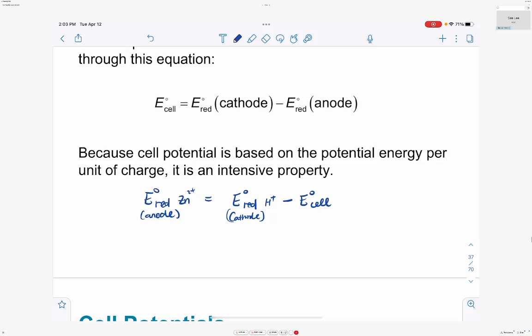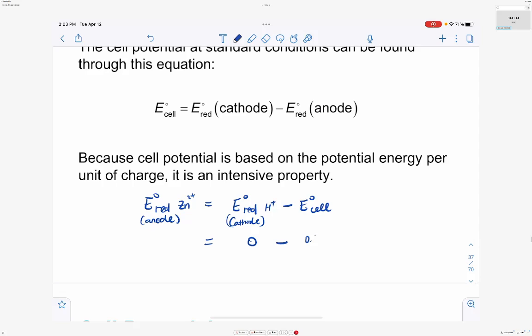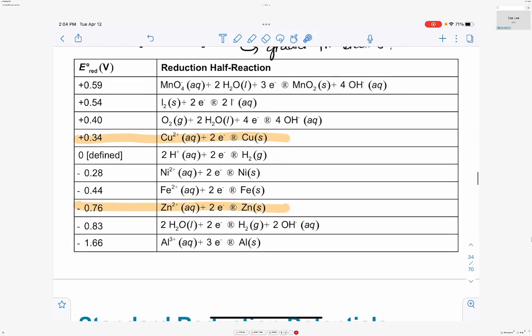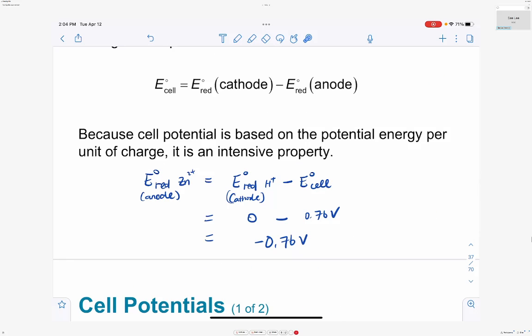cell potential. We know that this value, scientists assigned a value of 0, and the cell potential was measured from the voltmeter to be 0.76. So the reduction potential of zinc is minus 0.76 volts. Let's go back to the table and see if this is the right value. The reduction potential of zinc is negative 0.76. This is how table 20.1, the reduction potential table, is tabulated. This is how reduction potentials of all other substances were measured, using hydrogen's reduction potential as a standard.